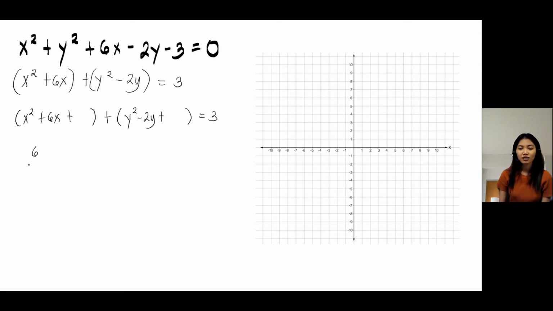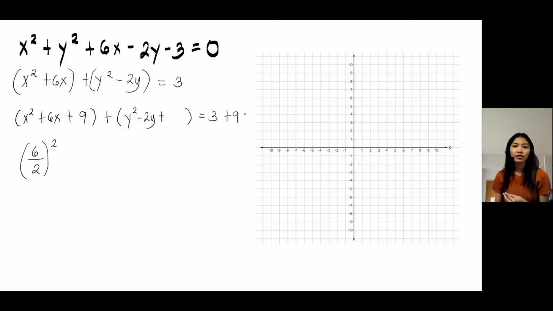That is 6. Divide it by 2 and raise it to 2. Okay? So 6 divided by 2 is 3, raised to 2, that is 9. Okay? So kung ano po ang inadd sa kabila, i-add din po natin sa kabilang side. So since nag-add tayo ng 9 sa kaliwa, mag-a-add din po tayo ng 9 sa kanan.